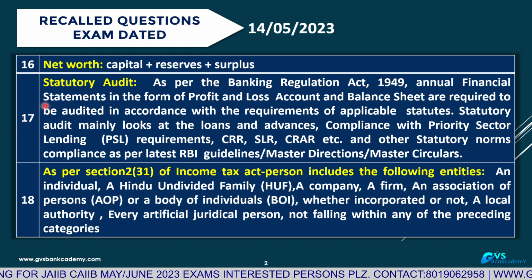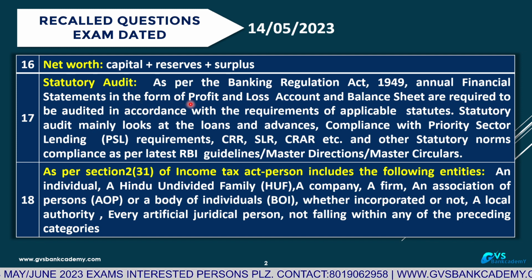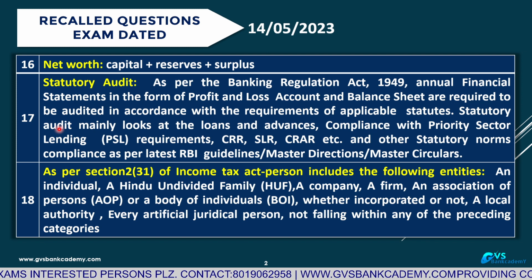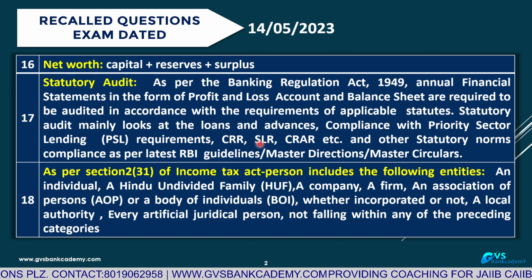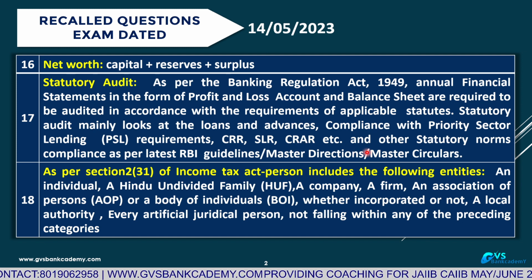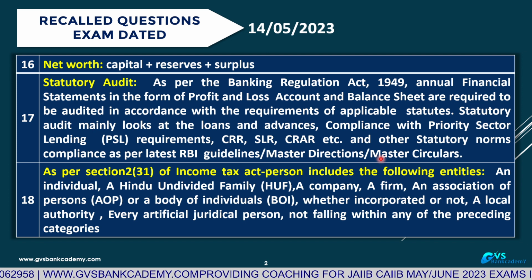Then question number 17, statutory audit of bank branches. As per Banking Regulation Act 1949, annual financial statements in the form of P&L and balance sheet are required to be audited in accordance with the applicable statutes. The statutory auditor, appointed as a chartered accountant, mainly looks at the loans and advances, compliance with priority sector lending, cash reserve ratio, statutory liquidity ratio, CRAR, capital to risk weighted assets ratio, and other statutory norms as per RBI guidelines, master directions and master circulars.